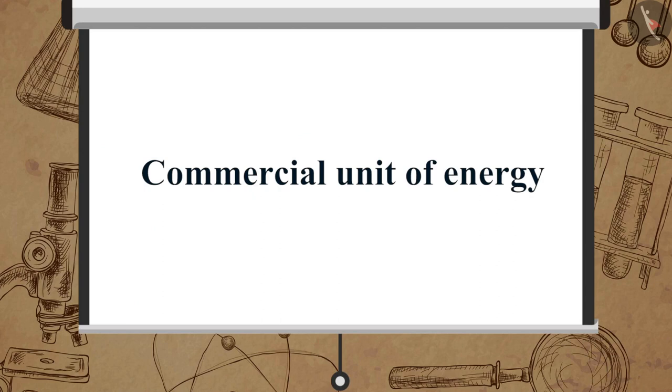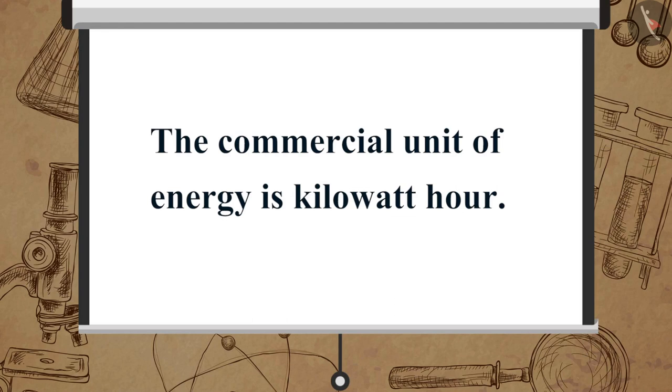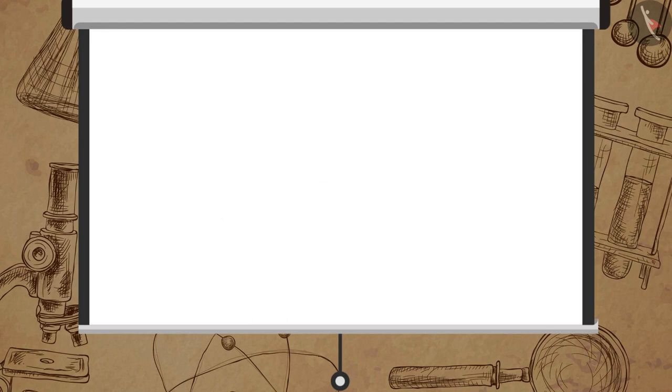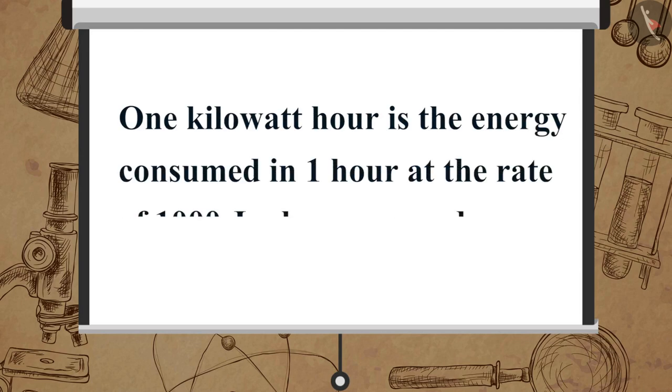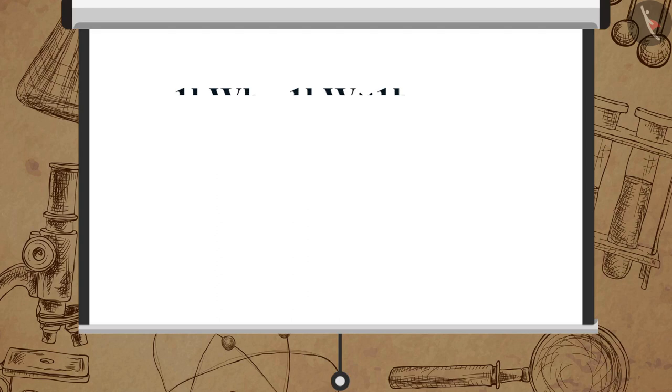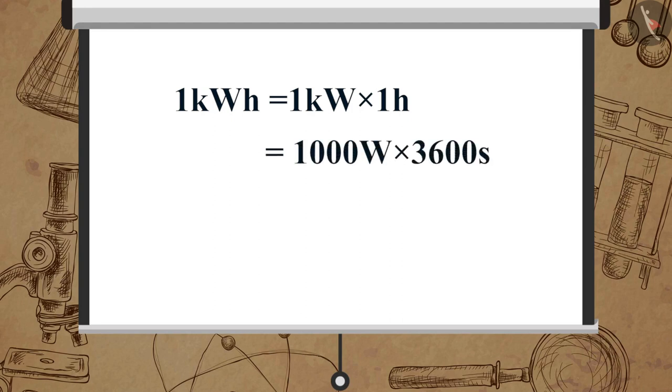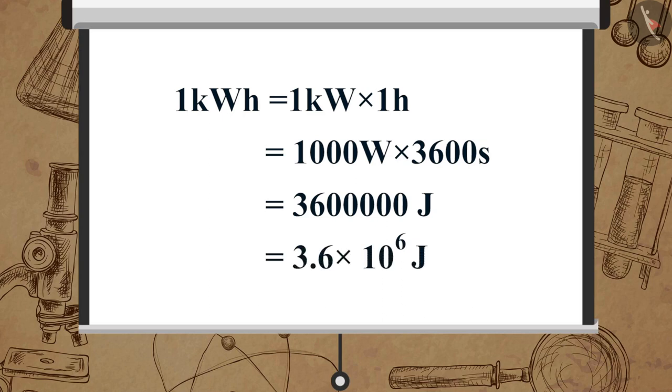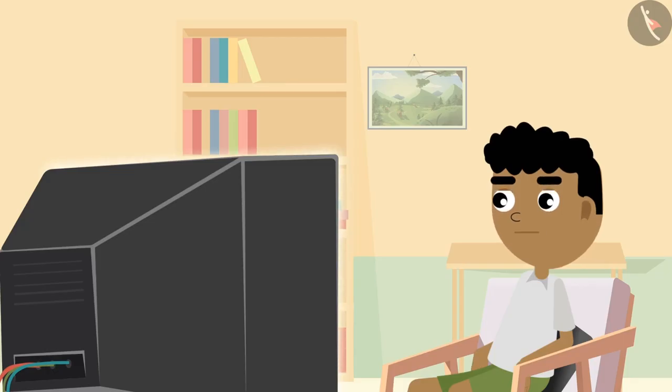Now, let us learn about the commercial unit of energy. As joule is not enough to measure the larger quantities of energy, the commercial unit of energy is kilowatt hour. 1 kilowatt hour is the energy consumed in 1 hour at the rate of 1000 joule per second. 1 kilowatt hour is equal to 1 kilowatt multiplied by 1 hour, which is equal to 1000 watts multiplied by 3600 seconds, which is equal to 36 lakhs joule, which is equal to 3.6 multiplied by 10 raised to 6 joule. This unit is also used in our households.